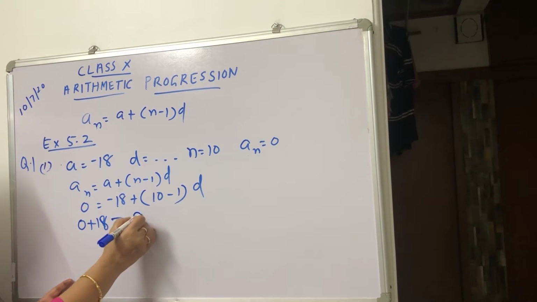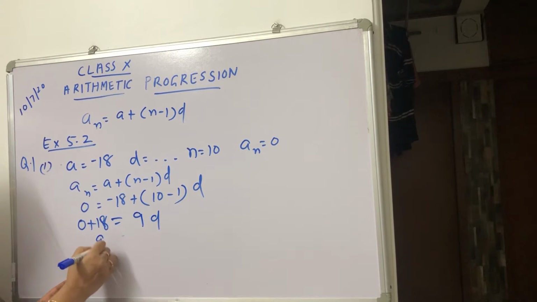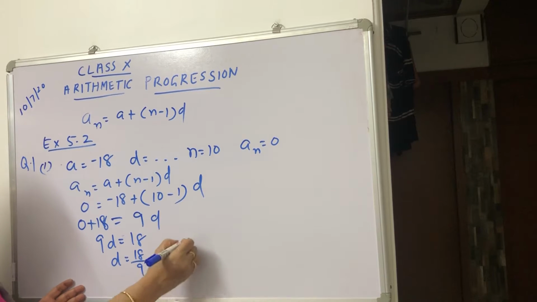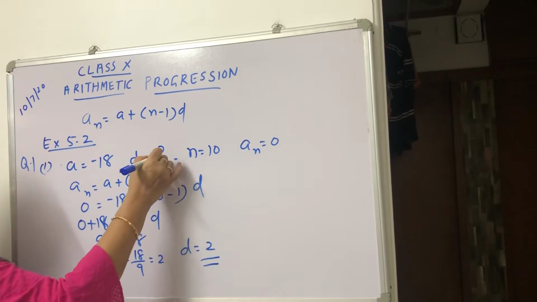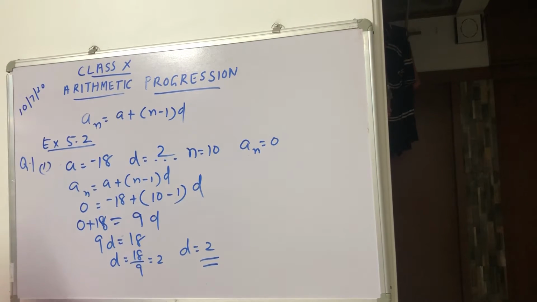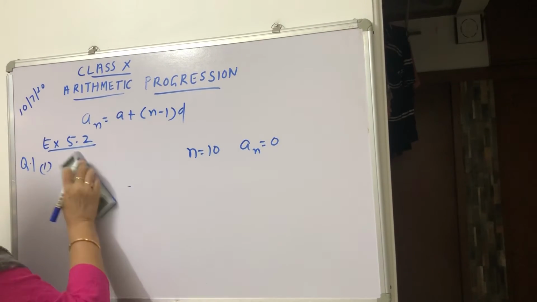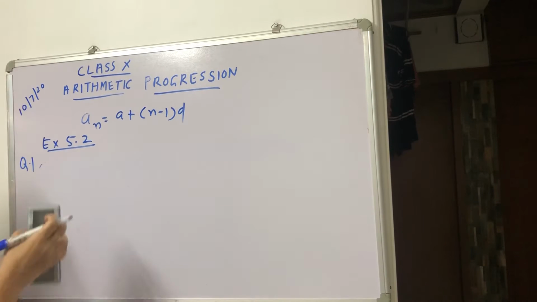10 minus 1 is 9d. So 9d is equal to 18. d is equal to 18 by 9, which is 2. Therefore the value of d is 2. Now the third one.